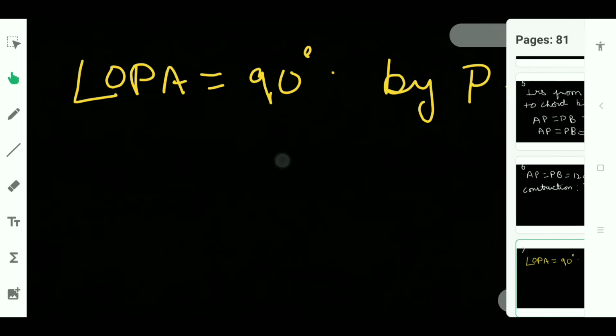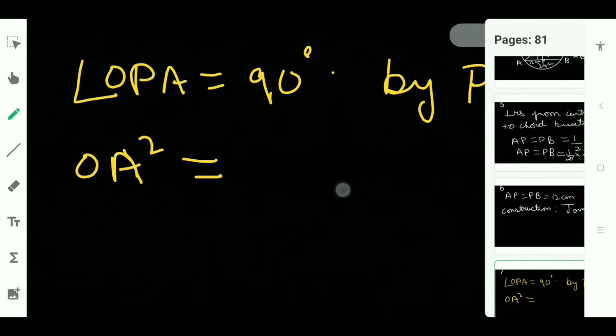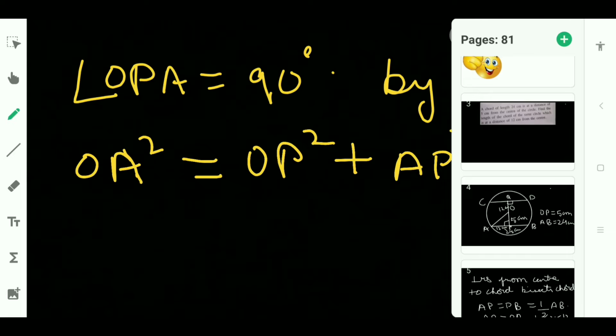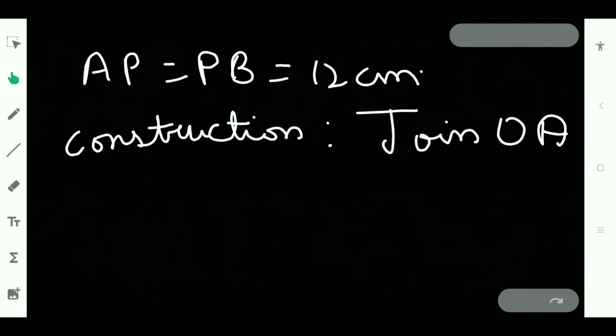So OA square will be equal to OP square plus AP square. Now we are having these values.